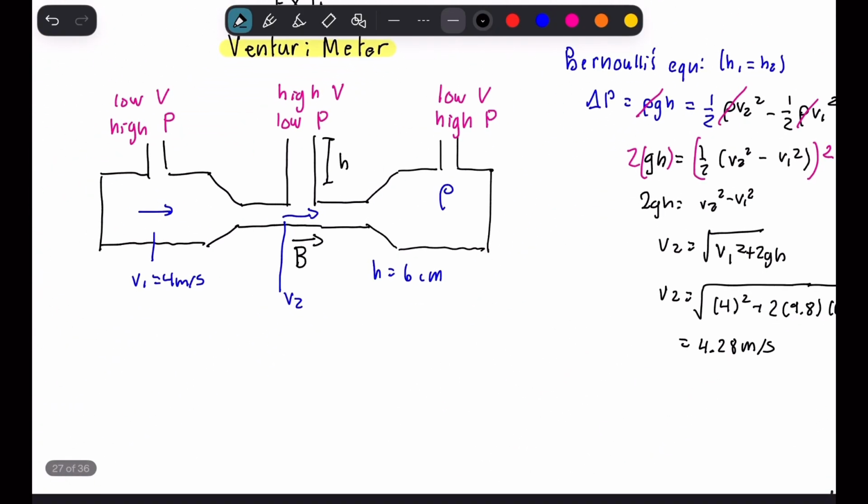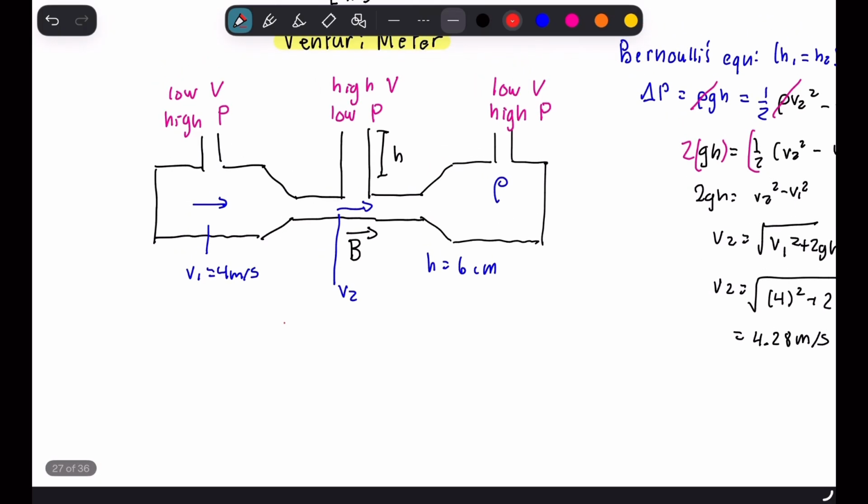Some things that I'm going to comment on here: H does not mean your pipe height. H is the manometer fluid height difference.